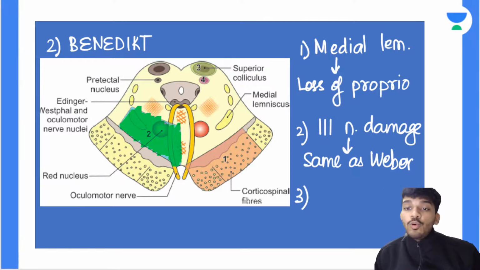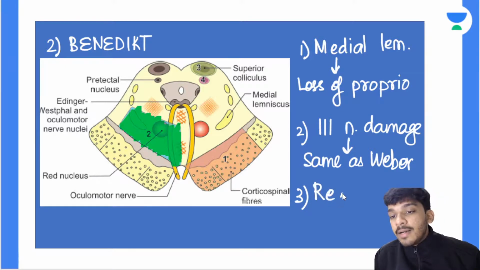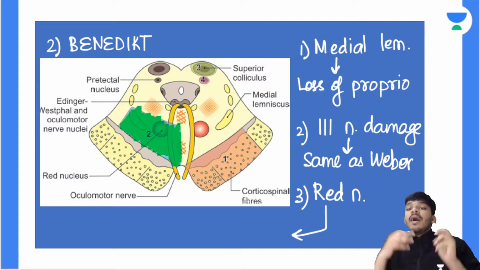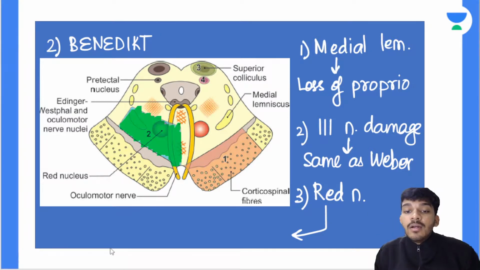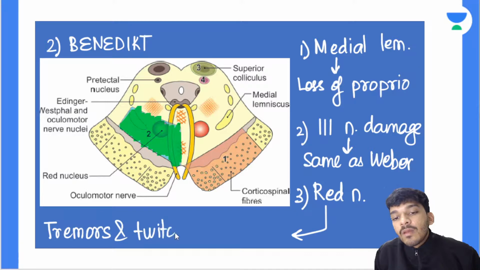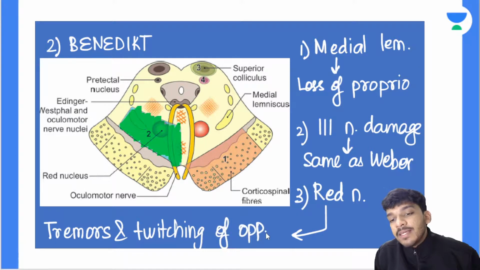Third thing is, due to damage to the red nucleus, you have a very important thing that happens. Because red nucleus is damaged, I told you red nucleus is responsible for inhibition of muscle tone. Now, because muscle tone is hyperactive, you will have tremors and twitching of the opposite side. The reason is, again, decussation has not happened.